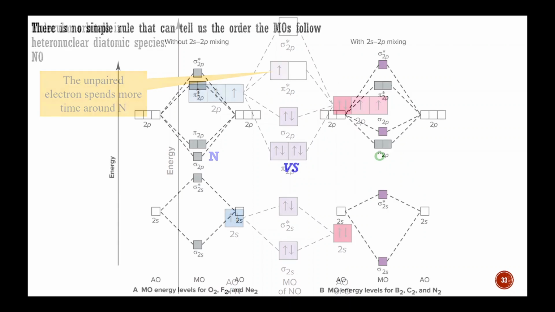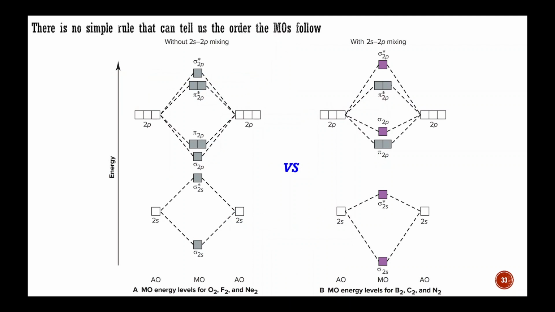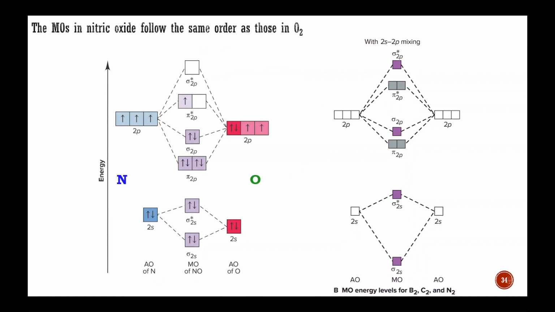This also means that the unpaired electron in one of the antibonding orbitals spends more time around nitrogen. In addition, recall that the order of energies of molecular orbitals in second-period homonuclear diatomic molecules is different for nitrogen and oxygen. For second-period heteronuclear diatomic species containing one atom from each group, such as nitric oxide and carbon monoxide, there is no simple rule that can tell us the order the molecular orbitals follow. However, note that the molecular orbitals in nitric oxide follow the same order as those in nitrogen.